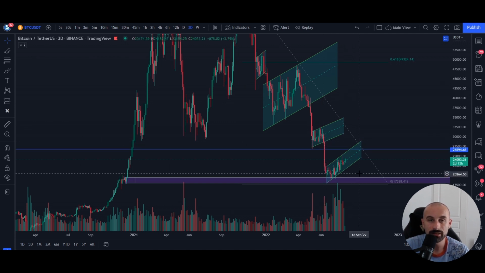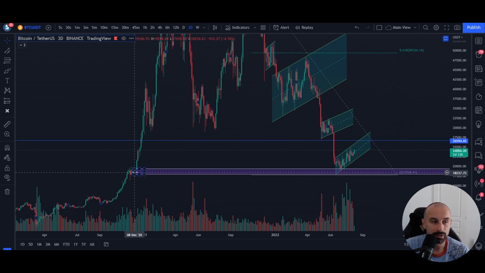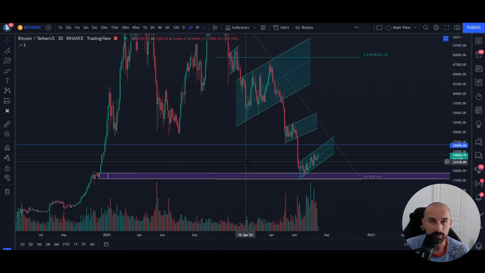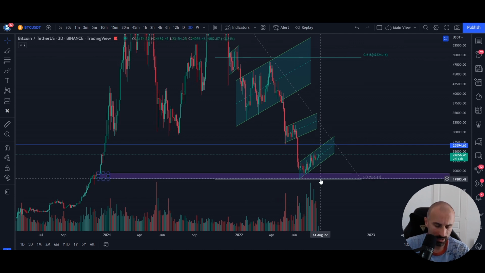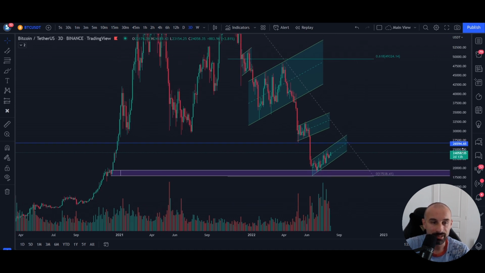So what is the difference between the current channel that we are in right now and the previous ones? There is a fundamental difference, and this is the order block that is found here, which acts as a big support level. So this support level is between $17,500 and $19,200 and really acts as a support.